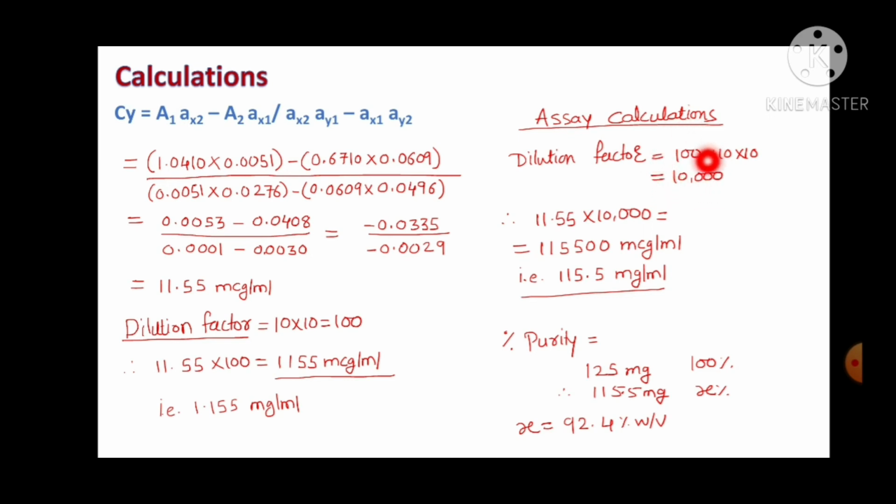Going further to find the label claim, the original sample again was diluted 100 times. So 100 multiplied by 10 multiplied by 10, it is 10,000. This value multiplied by 10,000, we will be getting 115.5 mg per ml, that is the concentration in the formulation. Then we can find out the percentage purity the same way. So it is coming 92.4% W by V. That is how we can find out the concentration using this particular simultaneous equation method.